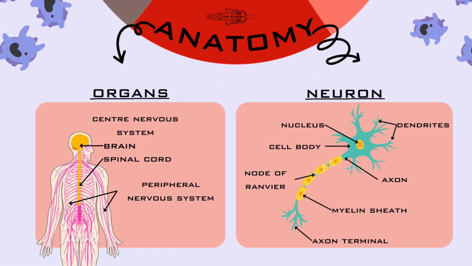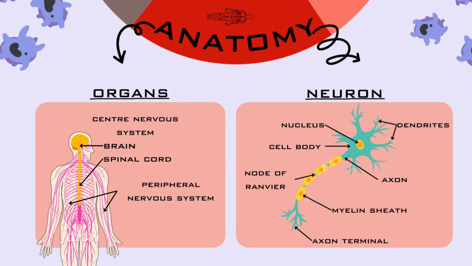Firstly, anatomy. The nervous system is divided into two types. The central nervous system, or for short CNS, which include brain and spinal cord, and the peripheral nervous system that we call PNS that include all the nerves beside brain and spinal cord. For example, the sciatic nerve in the thigh region and radial nerve in the forearm region.